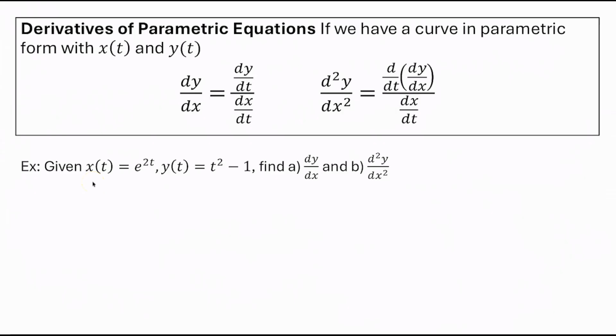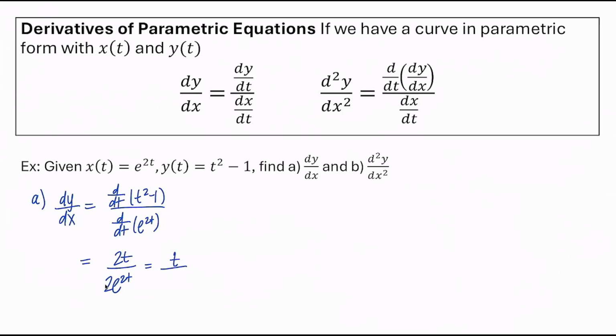For part A, to find dy/dx, we're going to find d/dt of y, which is t squared minus 1, and then d/dt of x, which is e to the 2t. Well, the derivative of t squared minus 1 is 2t. The derivative of e to the 2t is 2e to the 2t from the chain rule. The 2's will reduce down to 1, so we get t over e to the 2t as our dy/dx.